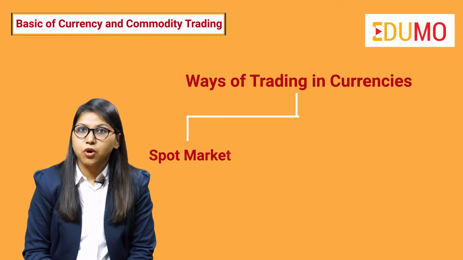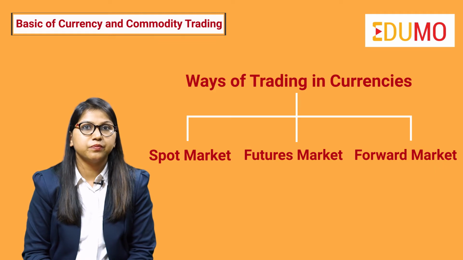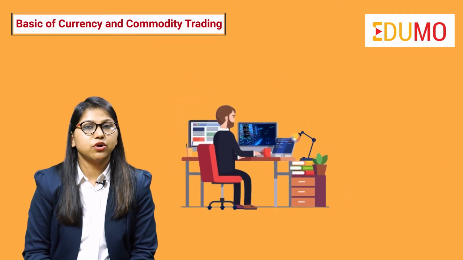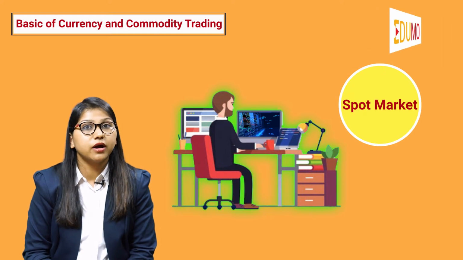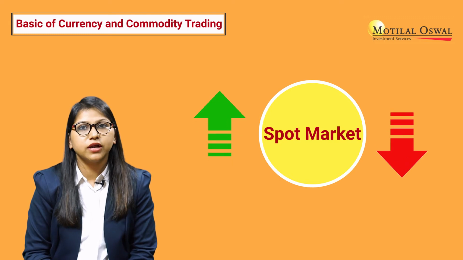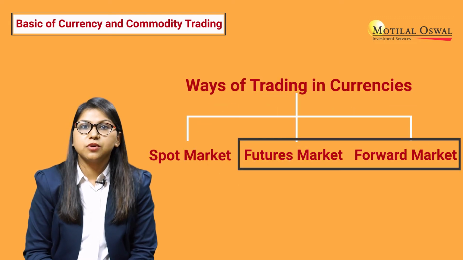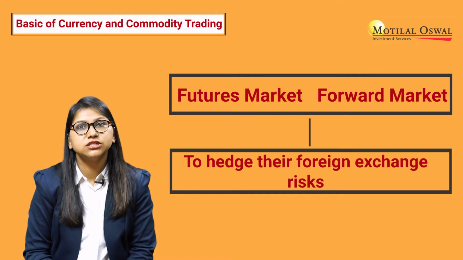The first one is the spot market, next is the futures market, and there is the forwards market. With the introduction of electronic trading and a plethora of brokers, there has been a huge surge in the spot market. Generally, people refer to the spot market where currencies are bought and sold. The forward and futures markets are more popular with companies that need to hedge their foreign exchange risk.